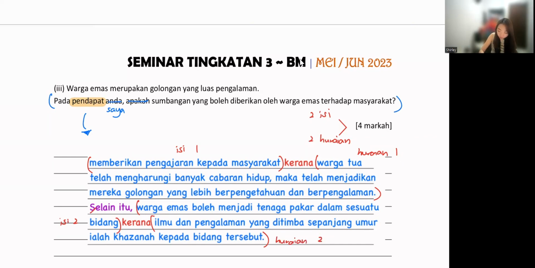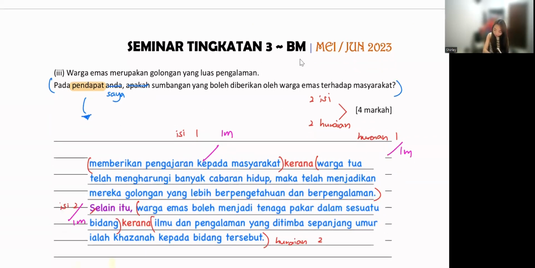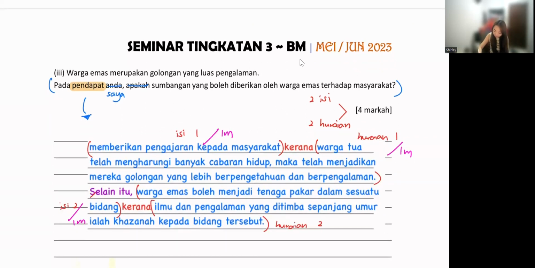So basically, you will get 1 mark here. One mark for huraian, one mark for another isi, and another huraian. One, two, three, four. In total, four marks settled. So this is how we do a KBAT question. You will need to first have the isi and then the huraian. Can? Okay, if you're okay with the KBAT questions, then go on with the novel.